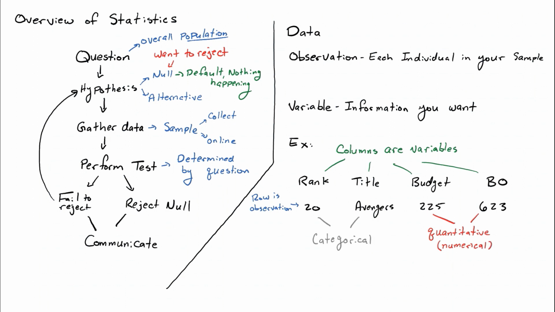At first glance, rank might appear to be quantitative because it's a number, but it wouldn't make sense to take the average rank of all movies. And that's a fairly good test. Ask yourself, does the mean make sense? Another common categorical variable is phone number. The average phone number doesn't make any sense.